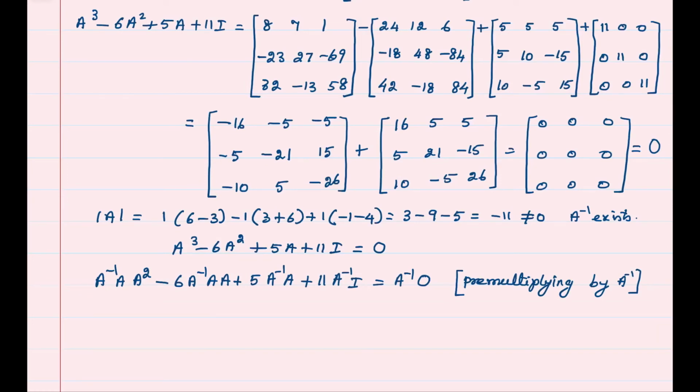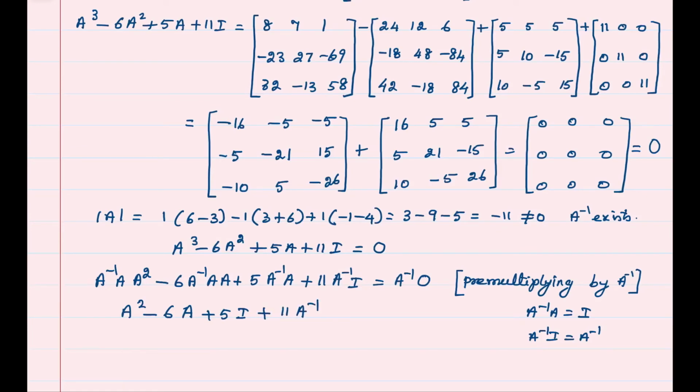A inverse into A is I, and A inverse into I is A inverse. I into A square is A square. I into A is A. A inverse into A is I.